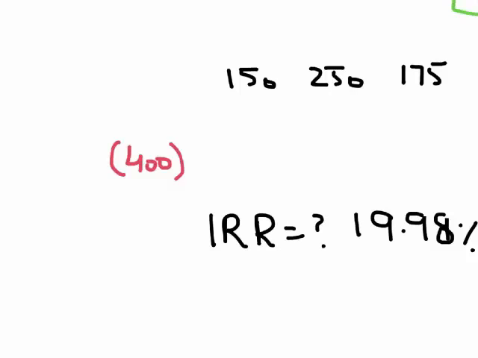That is why it is called internal to the project. This has nothing to do with the investor. This project offers a return of 19.98% to anyone. Whoever decides to do this project will earn 19.98% by investing 400 and earning this. Now who is going to do that? Anyone who can borrow money at less than 19.98. If someone can get money at 15%, he should do this project. If someone can get money at 25%, he should not do this project.